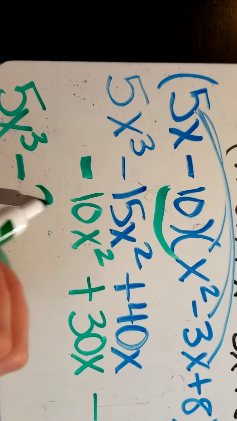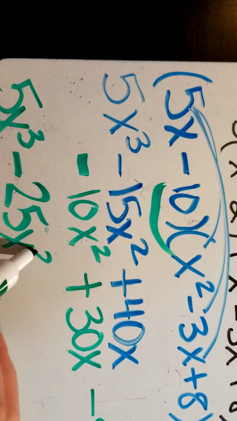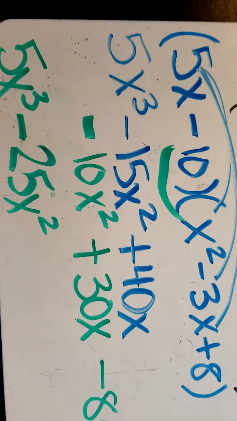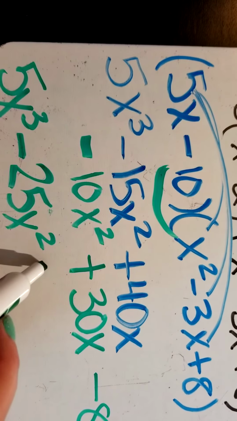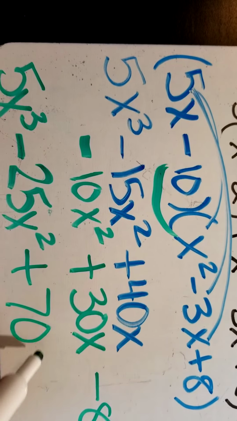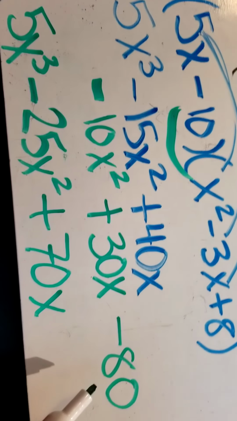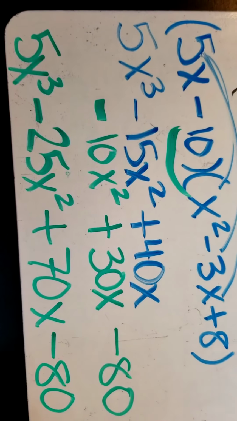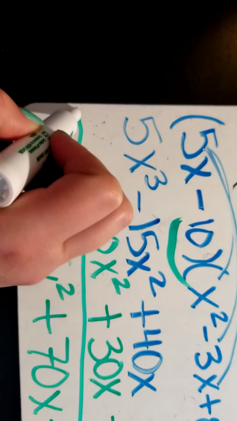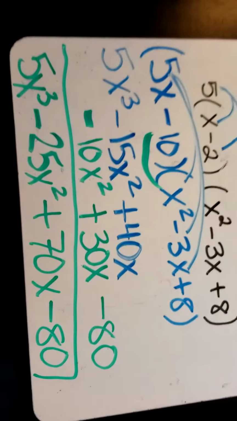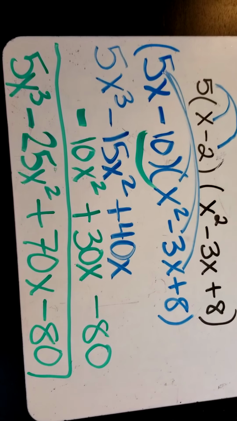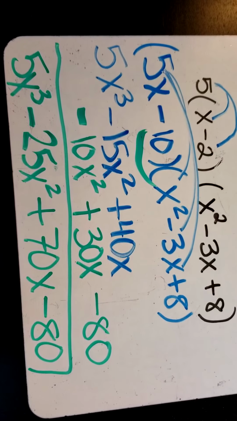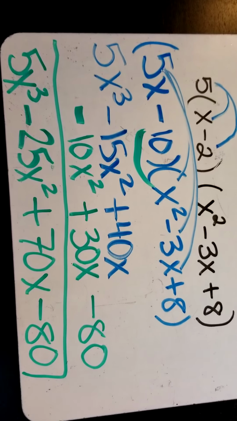And we have a 25x squared. And then we have 40x plus 30x. So we get a positive 70x. And then the -80 has no other like terms, so we're just going to bring it down. And so this is my final answer, which is 5x cubed minus 25x squared plus 70x minus 80.